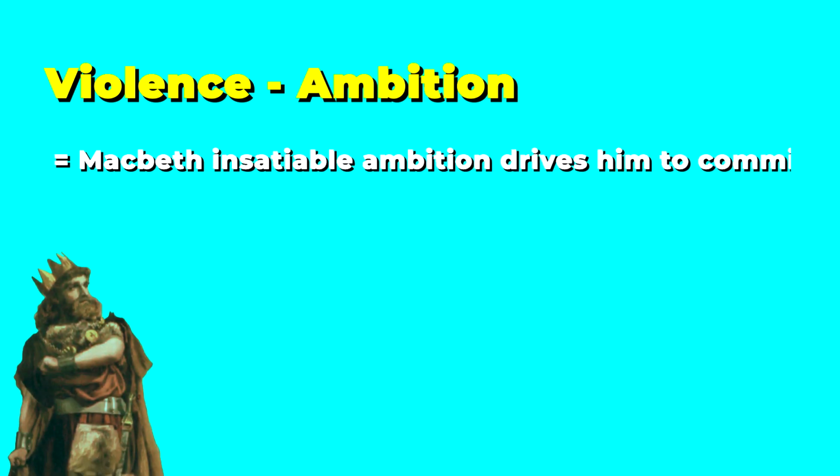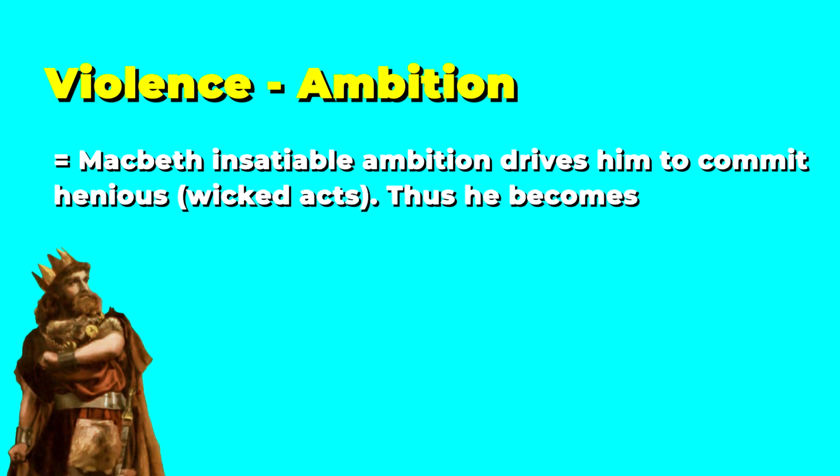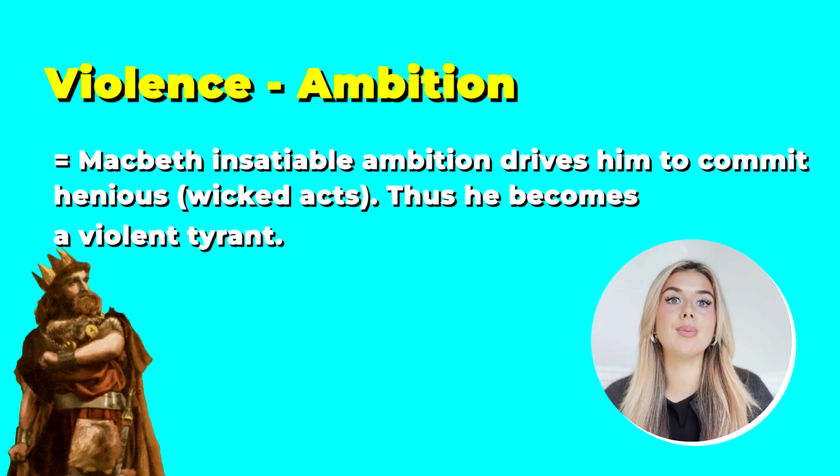So for example, if we looked at violence, I'm going to explain the link of how violence and ambition link together. Macbeth's insatiable ambition drives him to commit heinous, so wicked acts. Thus, he becomes a violent tyrant. So you can see there, my word from the question is ambition, which I've put in, but then I've linked it to my key theme. I'm just making the link here that ambition drives him to be violent. And that's the link I'm making between these 2 key themes.